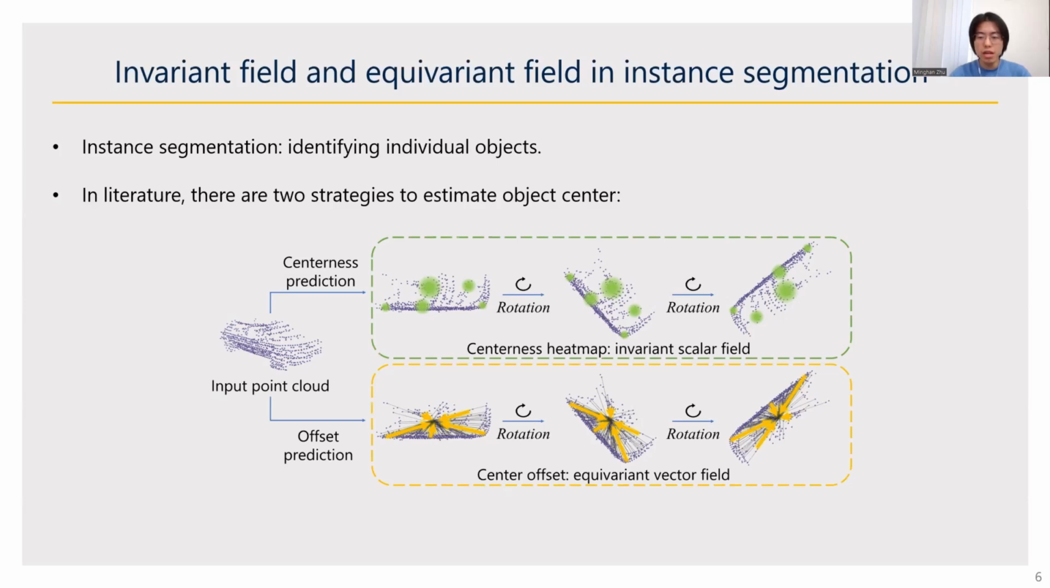The second strategy is called offset prediction. For each point, the vector from that point to the object center is regressed. The ground truth offset map is an equivariant vector field. An equivariant network can be used to predict invariant and equivariant targets. So we ask, in the context of equivariant learning, is one strategy better than the other?